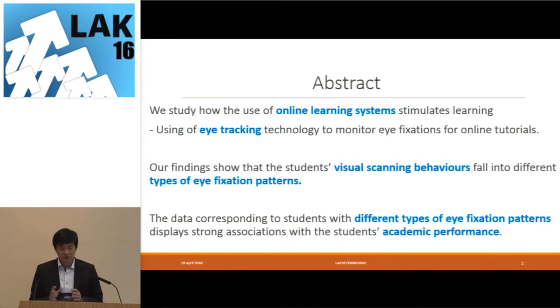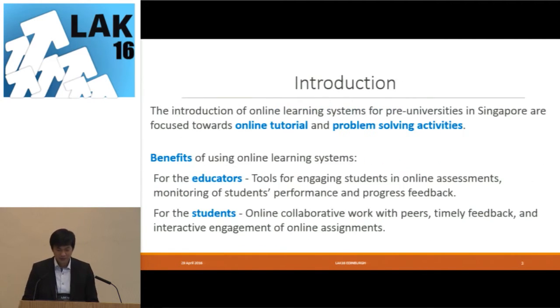From the eye fixation patterns alone, we are able to see whether or not these patterns correspond to different types of academic performance. Strangely enough, altogether we have 6 patterns, and of the 6 patterns, they do correspond to certain forms of academic performance, as you will see soon. Right, a little bit on the background.